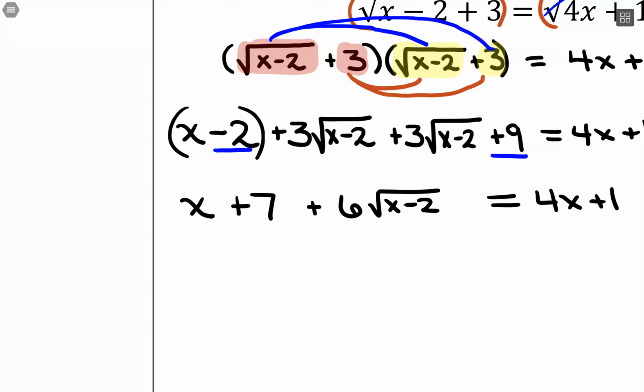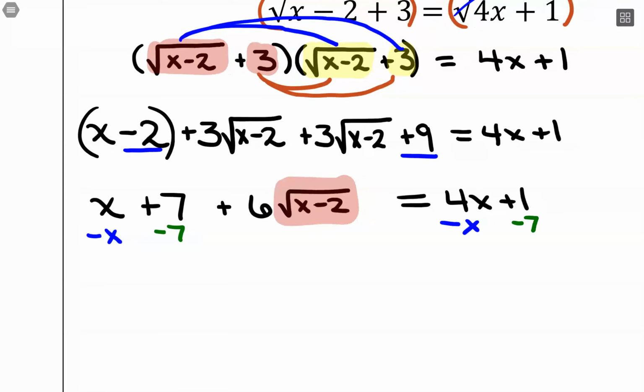Alright, now from there, I'm going to isolate the radical of x minus 2. So I can subtract x from both sides. I can subtract 7 from both sides. So with that, I'll have 6 times the square root of x minus 2 equals 3x minus 6.